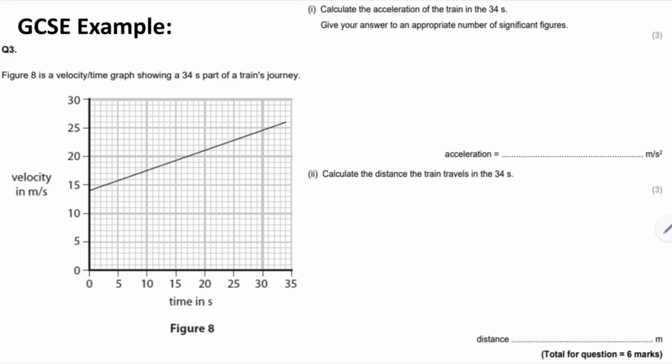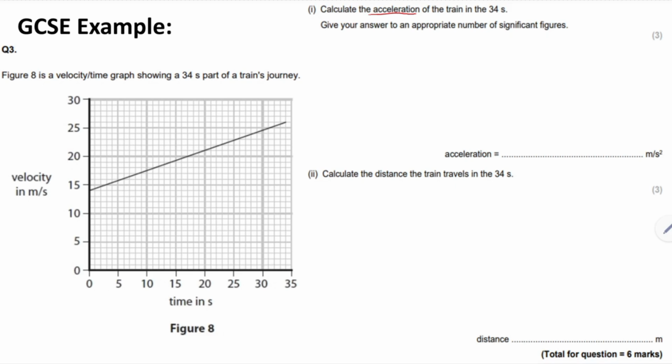So now we have a question, a GCSE example. We're given a graph, and it states to calculate the acceleration of the train in the first 34 seconds. We can see that there's a line in the graph, and the graph is velocity time. And as it says acceleration, that means that as we're given a velocity time graph, we need to find the gradient of the line.